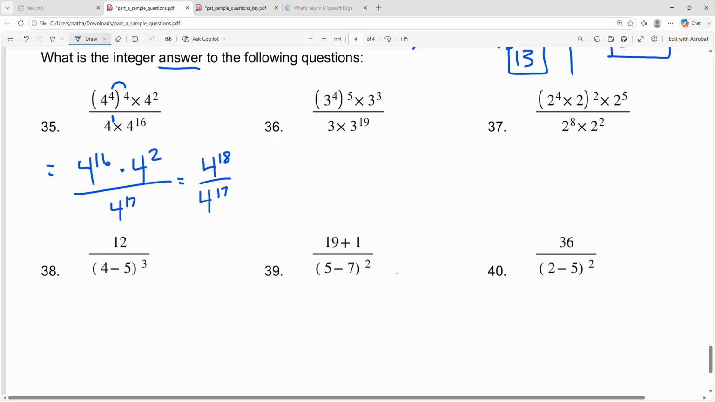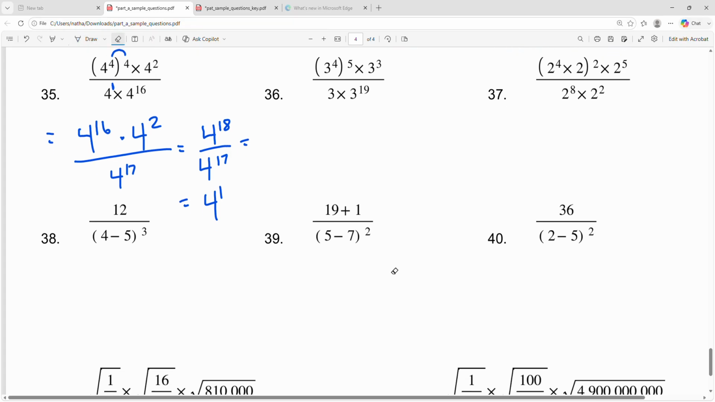And now we divide these. When we're dividing 4 to the 18th divided by 4 to the 17th, we subtract exponents. So we'll be left with 4 to the 1. And 4 to the 1, we don't need to see that exponent. 4 to the 1 is just 4. So on your answer sheet, you would type in the number 4.